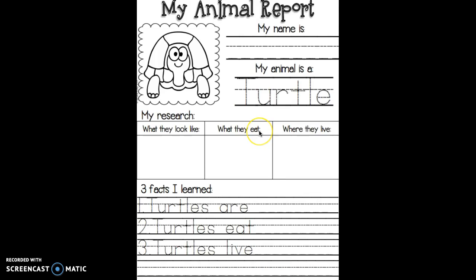What they eat. In this box, draw a picture of what sea turtles eat. Where they live. Draw a picture of where the sea turtle lives. Pause the video and fill in your 3 boxes. Okay, welcome back, sea turtle experts.